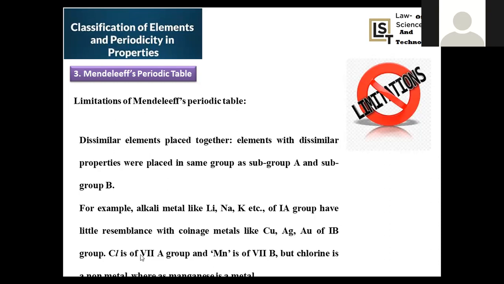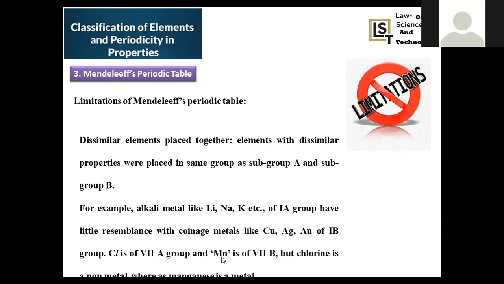And chlorine is grouped in 7th A, manganese in 7th B. Chlorine, being a non-metal, and manganese, the D block metallic element, a transition metal. But 7th A, 7th B, how can we assume both are similar? Because chlorine is a gas, manganese is a solid. Chlorine is a non-metal, manganese is a metal. Chlorine is a P block element, manganese is a D block element.